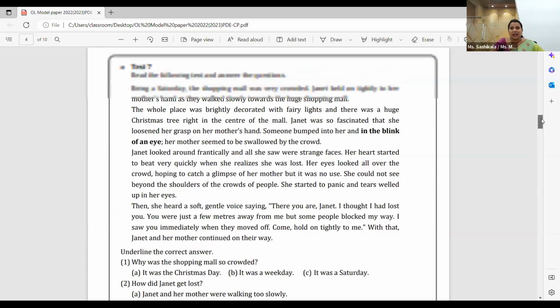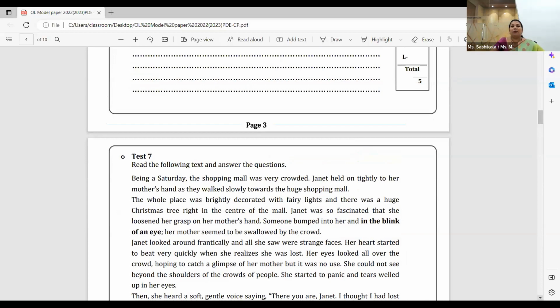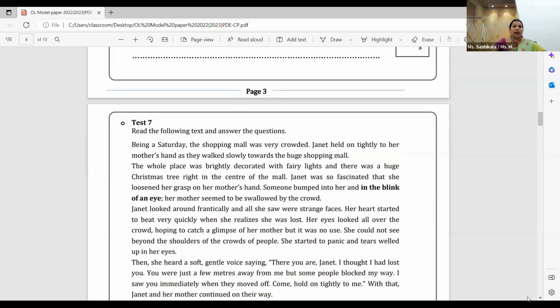Let's find the answers. I always say, children, my loving children, those who have joined, please remember, it's easy to find the answers if you take the keywords of the sentence. Here, why? Look at the first sentence. Being a Saturday. What do you mean by being a Saturday? It implies, being implies what? Because. Here it says because being, today is being a Saturday.